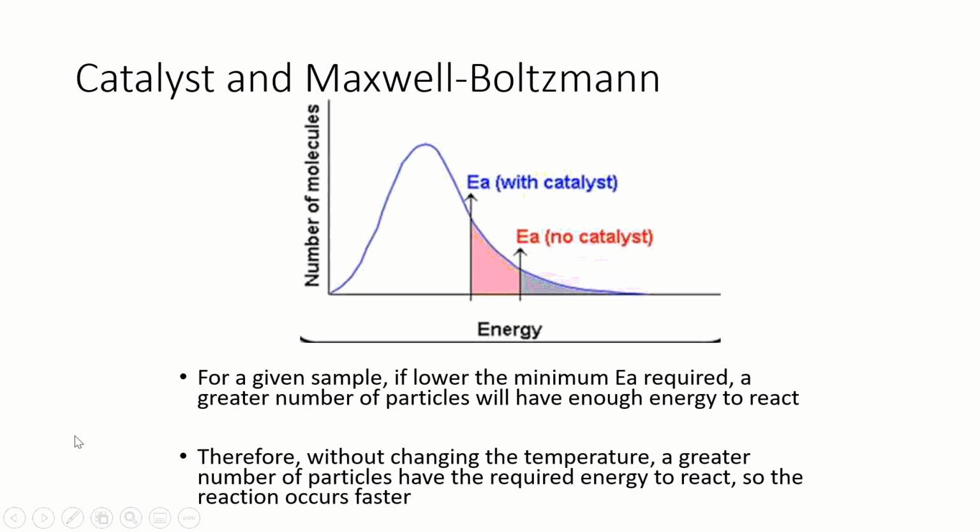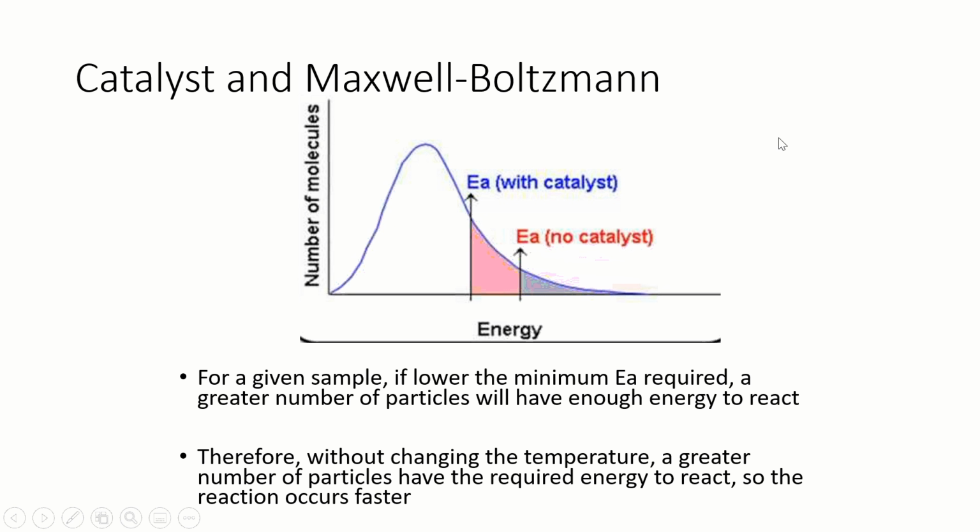And let's think about how the catalyst and activation energy would relate to those Maxwell-Boltzmann curves. Remember, Maxwell-Boltzmann curves are things that we also first saw when we talked about kinetic energy of gases and kinetic molecular theory. And whenever you're looking at a graph, you want to pay careful attention to what your axes are. So what this graph is showing us is the number of molecules at various energies. So it's basically showing us the energy distribution of a sample.